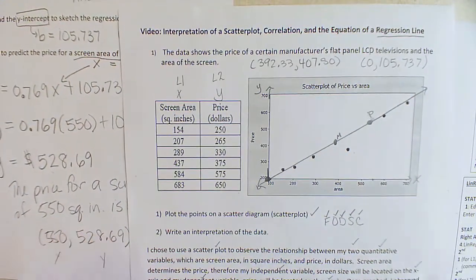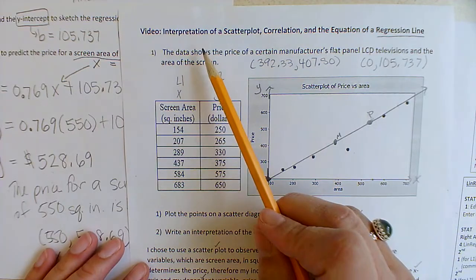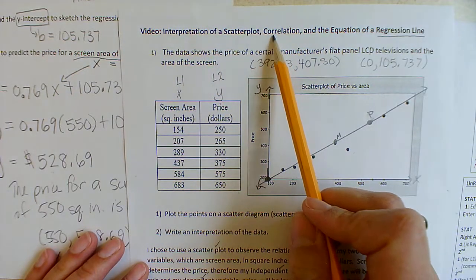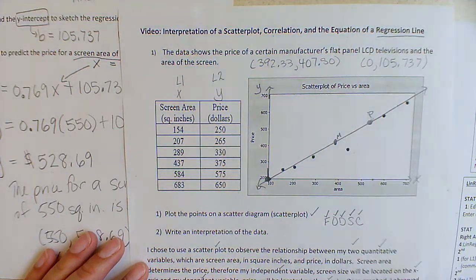So this has been a lot and I hope that you watch the video again if you need to review. This is great for your IA because it is the process that you're going to use. It has been interpretation of scatterplot, correlation, equation of a regression line.